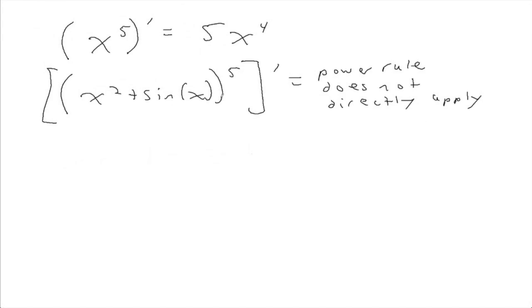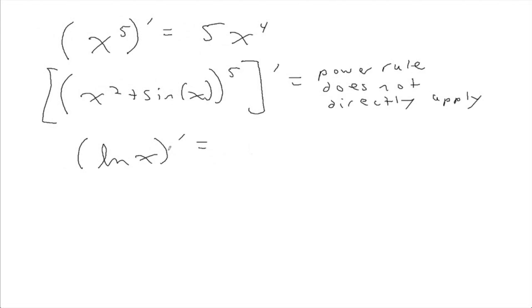Does that mean we're helpless and we have to give up? Well, no, because we learned a trick. We learned that the way to solve this is by using the chain rule. And remember, the key to the chain rule is to substitute in a u into this. So we could use the chain rule to simplify this, but the power rule doesn't apply directly.